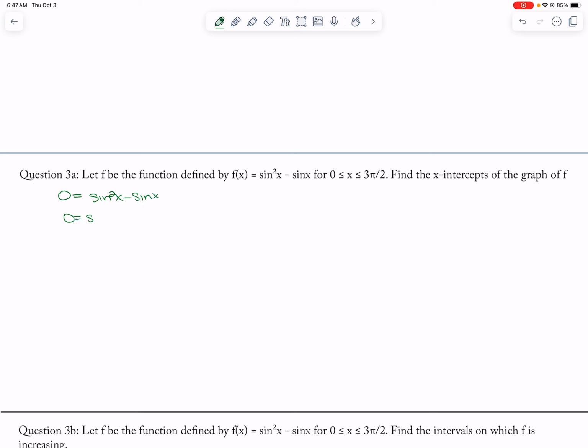So when I do this, sine of x gets factored out. I have sine of x minus 1. So then sine x is equal to 0, and sine x minus 1 is equal to 0. So sine x is equal to 0 and 1. Sine is equal to 0 in that interval at 0 and pi, not 2 pi. And then sine is 1 at pi over 2.